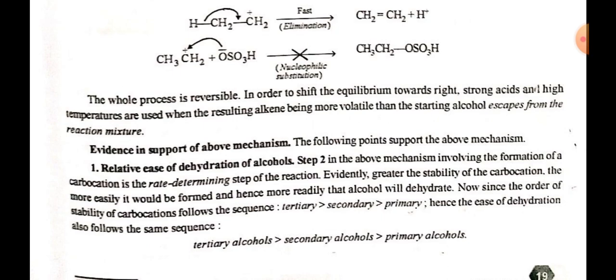Step 2 in the above mechanism involving the formation of carbocation is the rate determining step of the reaction. Evidently, greater the stability of carbocation, more easily it will be formed and hence more readily alcohol will dehydrate. Now, since the order of stability of carbocations follows the sequence tertiary, secondary, then primary, hence the ease of dehydration also follows the same sequence, that is tertiary, secondary, and primary alcohols.